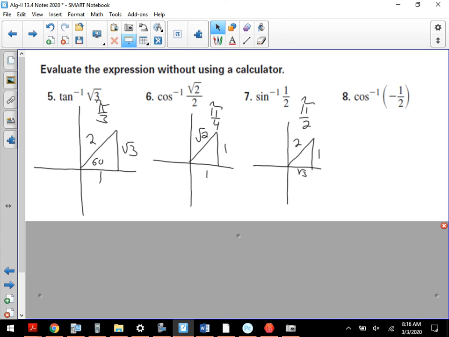Okay. And then the last one with the negative, that meant when I draw it for cosine, I have to go to second quadrant.